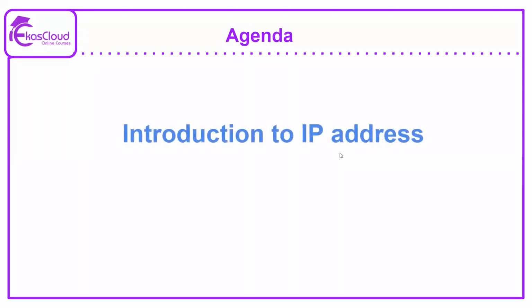Today I'm going to talk about IP address. Different classes belong to the IP address, which are also called the thumb rule classes, which define the structure of an IP address.